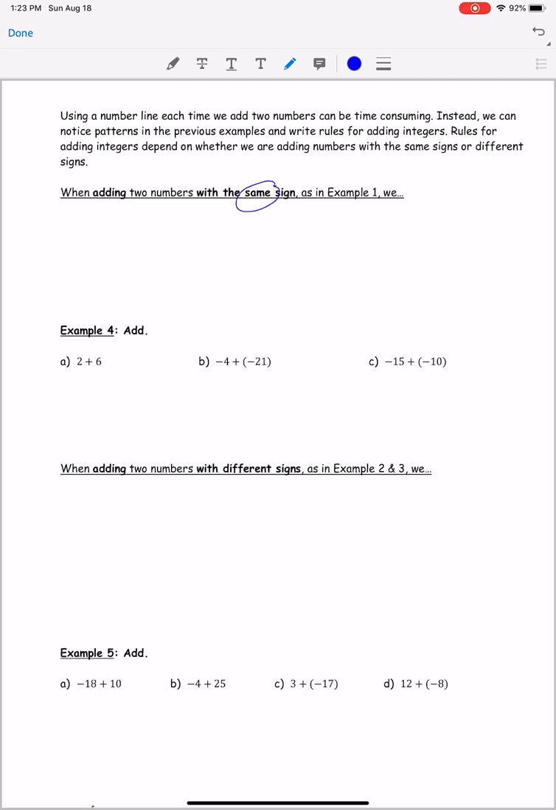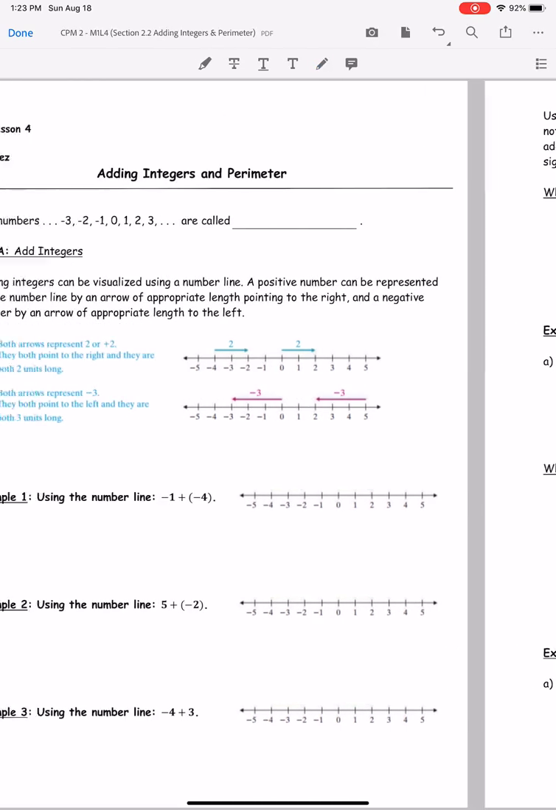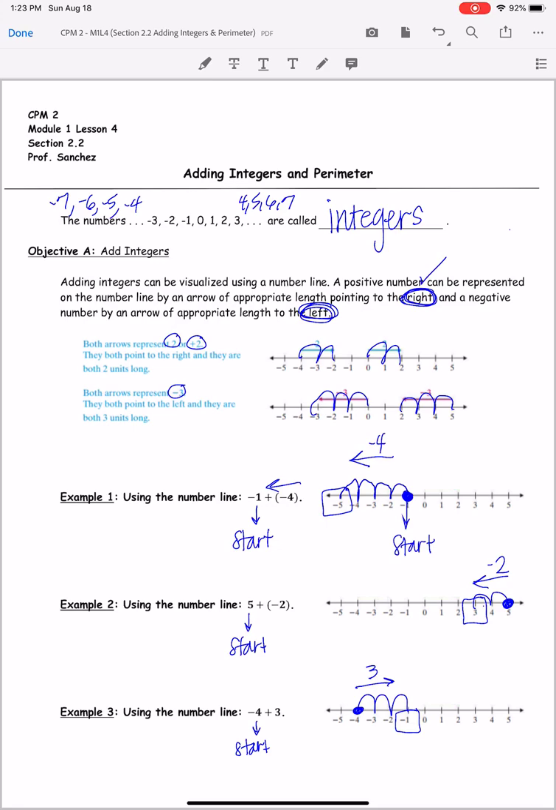So when we are adding and we have the same sign, it says here that this is the same as example 1. Let's look at what happened here. I had -1 plus a -4, we got to a -5. If you notice here, when I had negative and negative, we did 1 plus 4, which was 5, and we kept that sign of that negative.